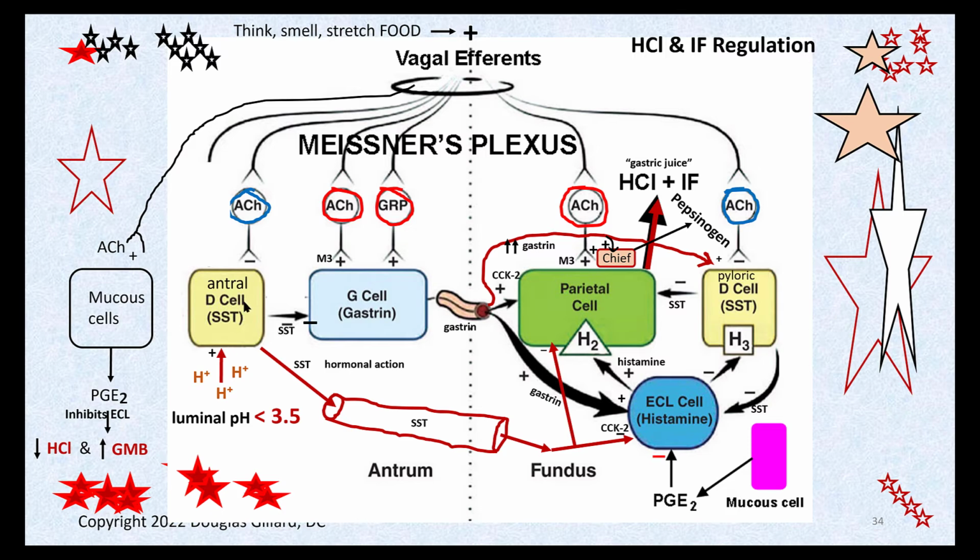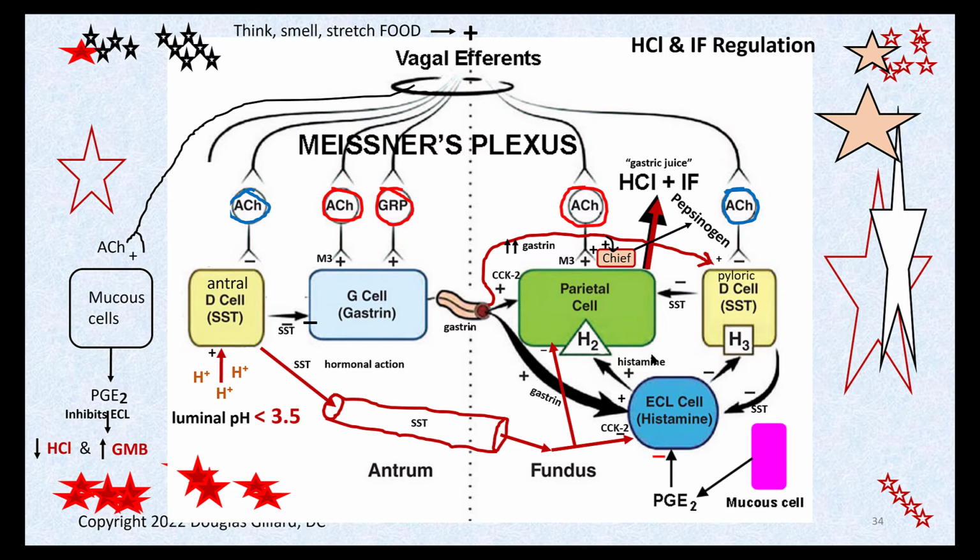We'll come back to that in a second, how to turn off. Because right now we want to make acid and intrinsic factor. So it inhibits the antral D cells, and it also goes over here and binds to pyloric D cells and turns them off as well. Okay, and I think that's all I wanted to say about that.